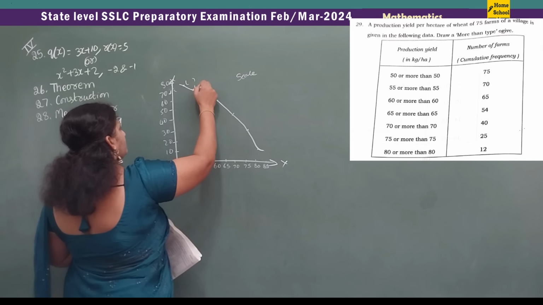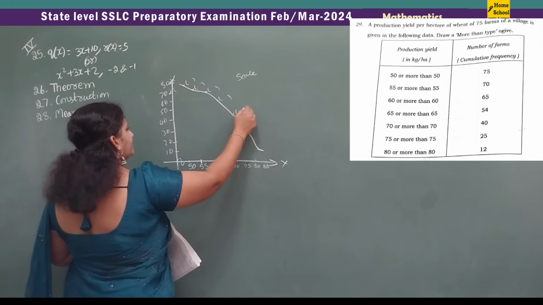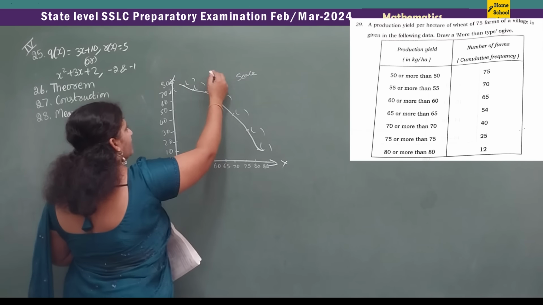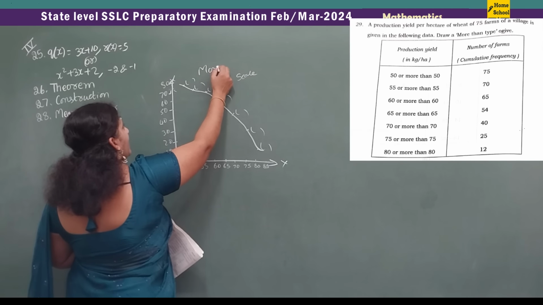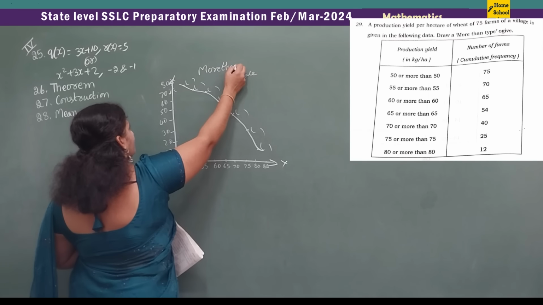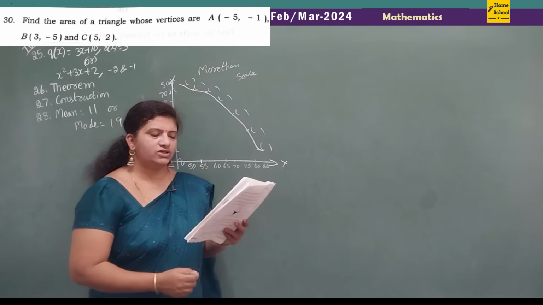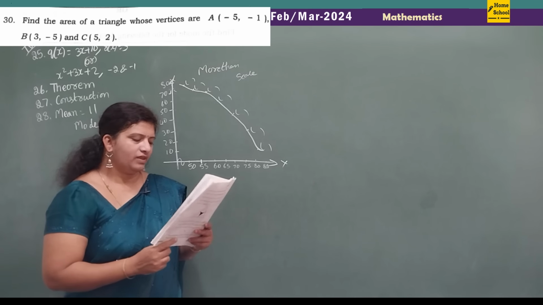And write the coordinates, and write here more than type ogive. Okay, with this you can complete this graph.